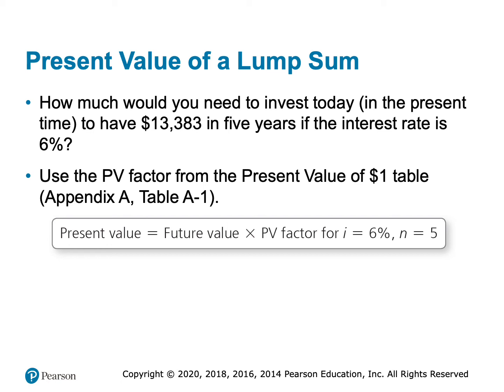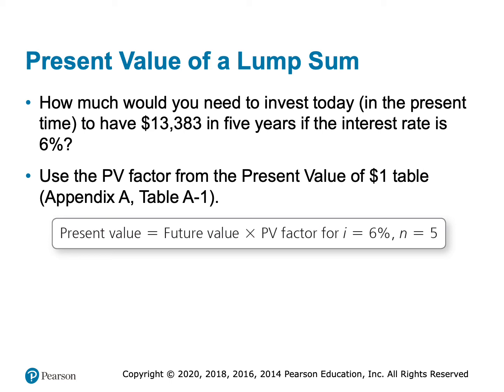And again, I like to print it out and circle it, because those numbers are kind of small and it can be hard to read. Your factor, when you find it, should be about 0.747. Depending on which table you might be using, some tables have more decimal places, some have fewer, but it should be about 0.747.